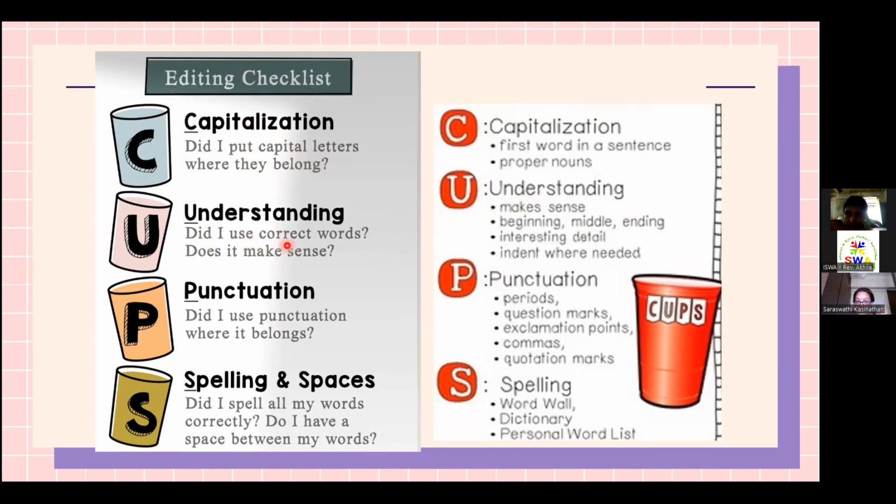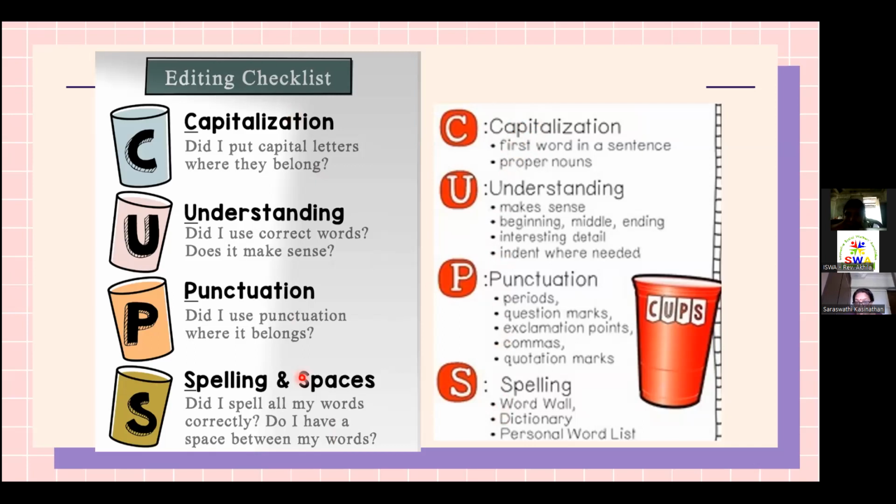Understanding. Did I use correct words? Do my words make sense in the story? Punctuation. Did I use punctuation where it belongs, in the right places? Okay. Lastly, spelling and spaces. Did I spell all my words correctly? Do I have space between my words? Right? So these are basically the common things that you have to check for when you are editing your written work. Okay.